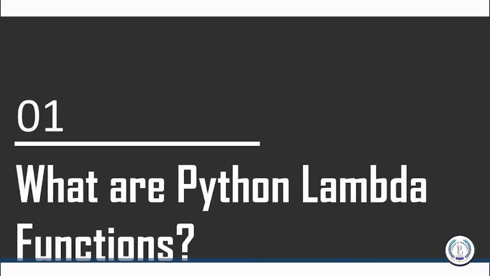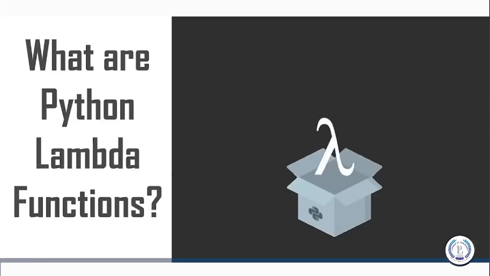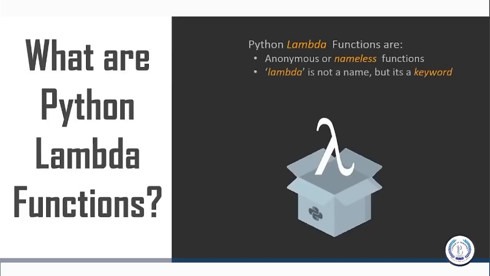Okay, so without any further ado, let's move on to the first topic of this session, which is understanding what exactly lambda functions are. Python lambda functions are functions that do not have any name. They are also known as anonymous or nameless functions. The word lambda is a keyword that specifies that what follows is anonymous.